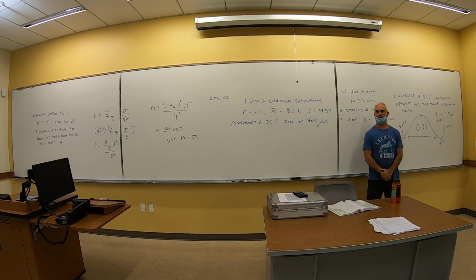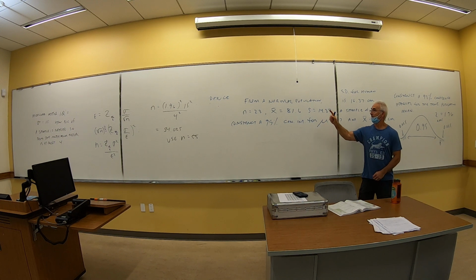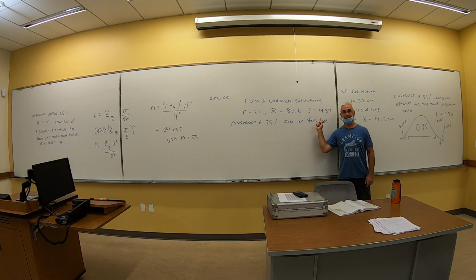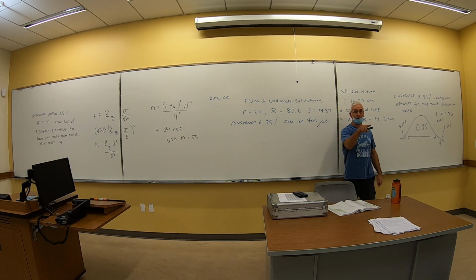Do I use the z or do I use the t? How come? Normal population, but you don't know the sigma. So therefore, z or t? T. Because I don't know sigma, but it's normal.